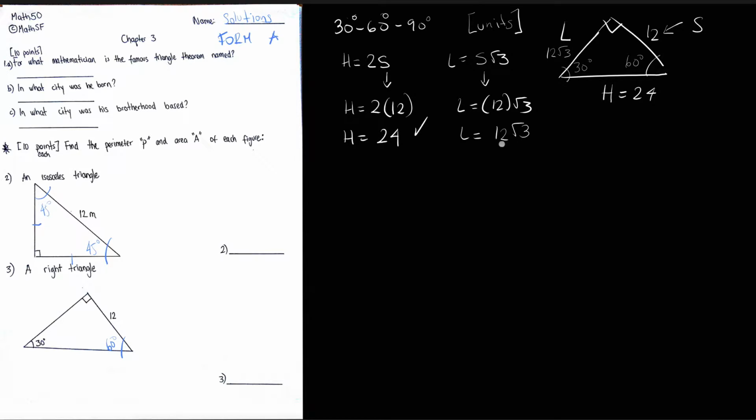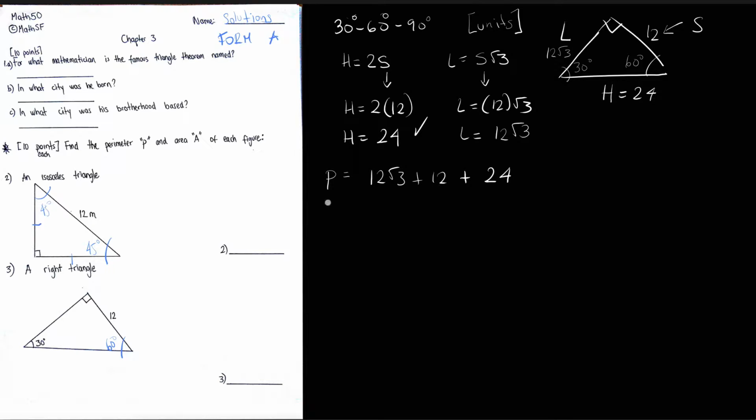So I have enough information, enough data, to find the perimeter. The perimeter of any figure is the sum of every side. So in this part, I'm going to add this one up plus this here: the long side plus the short side plus the hypotenuse. So I'll have 12 root 3 plus 12 plus 24.